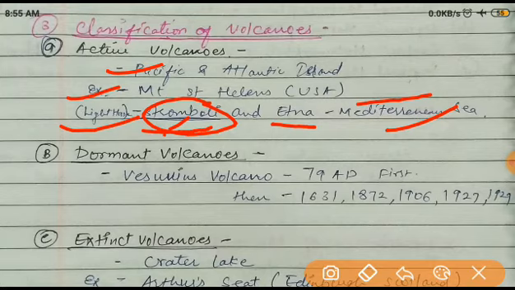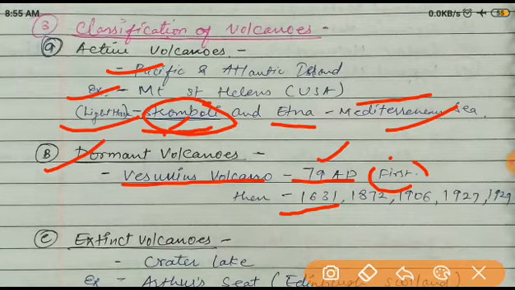If I'm talking about the dormant volcano, so Vesuvius volcano, which erupted first in 79 AD. Okay, then 1631. Now you can see there is a gap in the time period in which it is continuously ejecting. Now in 1709, then 1631, then 1872, then 1906, then 1927 and 1929. It means in future it can also eject.